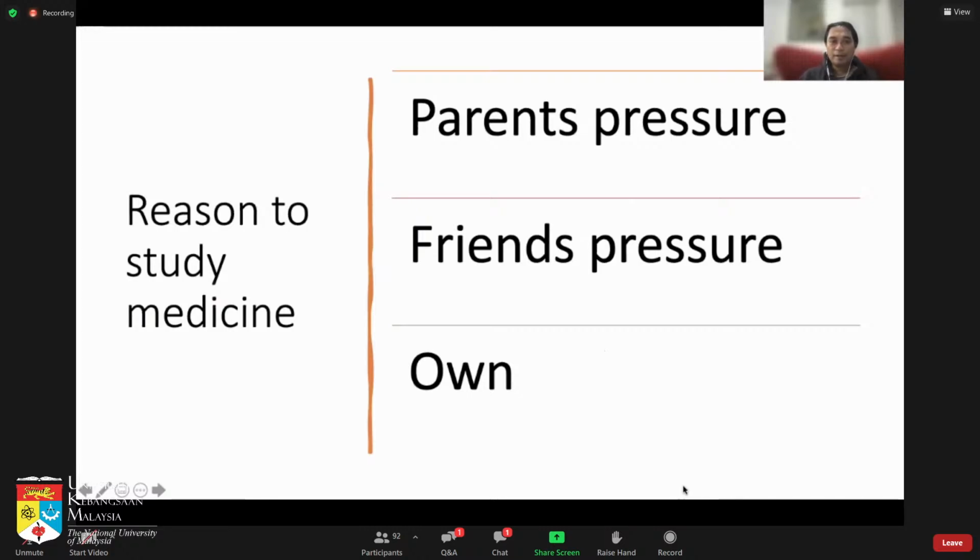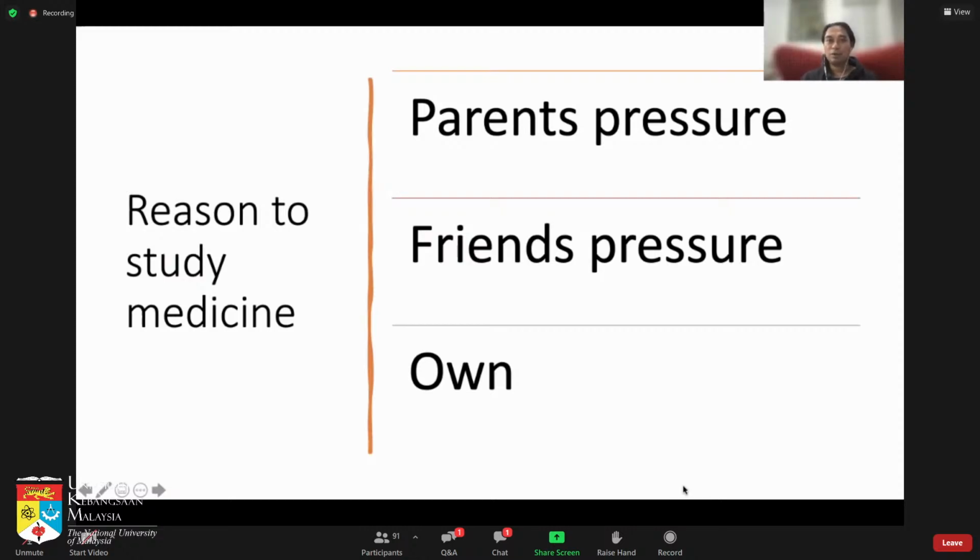And before that, let us look at the reason why we do medicine, why you all do such specialty. All of us want to be a doctor, want to be a specialist. Of course, there are many reasons, you know, some of them because of parents' pressure, and some of us because of friends' pressure. And many of us actually wanted to become doctors because we wanted to become doctors, and we want to become specialists because we want to become specialists. So this is important.